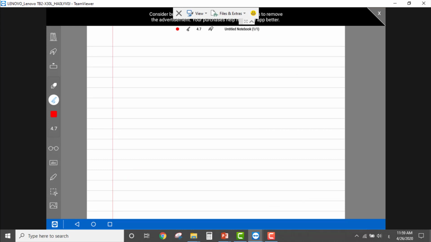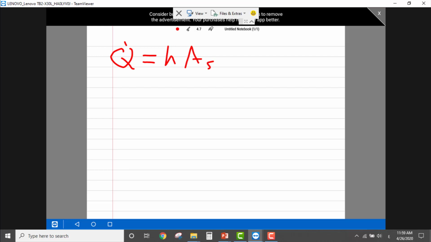Okay, so what do we need to do first? I need to write first the equation for log mean temperature difference. So Q dot is equal to H multiplied by surface area multiplied by delta T log mean. Okay, so for this term we have a special equation. I'll use it. And inside this equation we need exit, inlet, surface temperature and everything is known. So this term is straightforward.